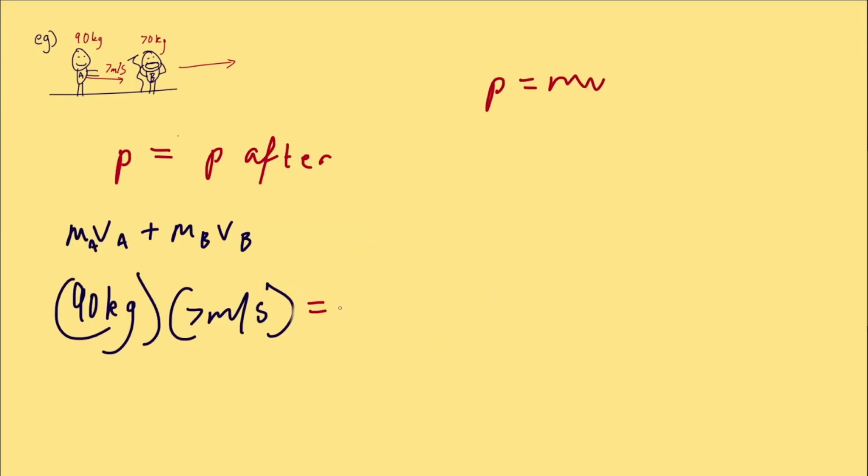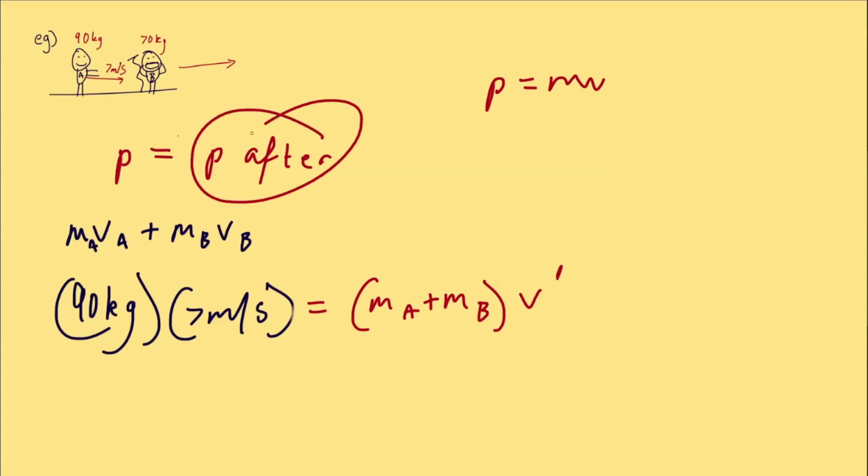We just won't write that. But because they stick together after colliding, grab onto each other, and slide off together into the sunset, we will consider their mass as one. So mass A plus mass B multiplied by their velocity. And this velocity we will denote with a prime to state the velocity after, because we don't want to get it mixed up with this velocity initially.